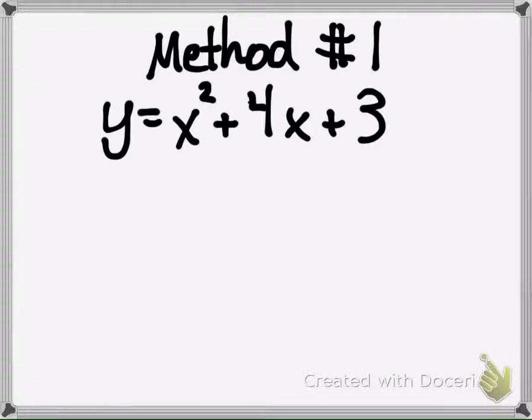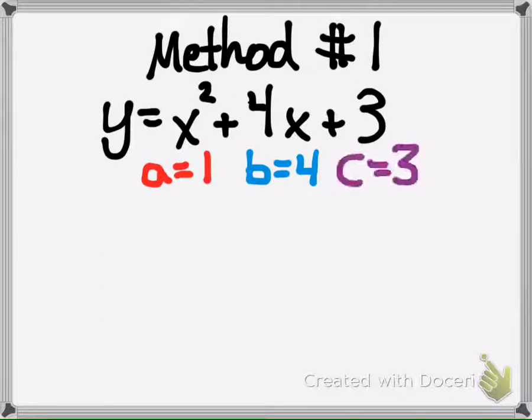If I have a standard form quadratic written as y equals x squared plus 4x plus 3, what I'm going to do is identify my a, b, and c values. Because my x squared has no number in front of it, I know my a is 1. Because my x term has a 4 in front of it, my b is 4. And because I have a 3 sitting alone without an x term, my c is 3.